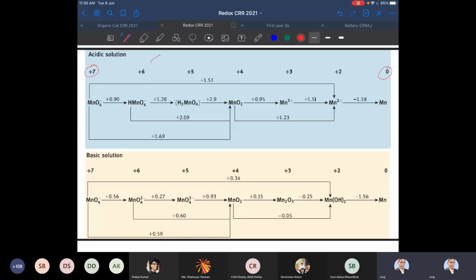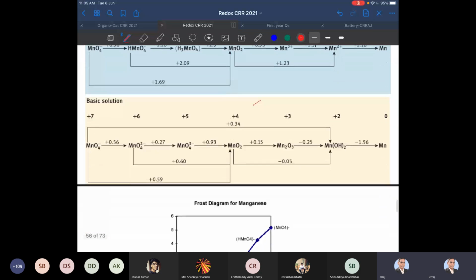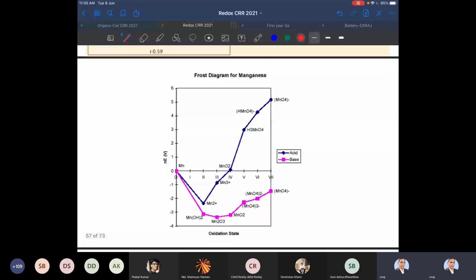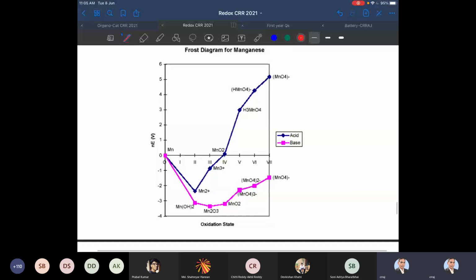So there is acidic solution and basic solution, right? I'm not going to read all this data. What we need to understand here is that the potentials are given from this. The purpose of showing these two diagrams is to make the Frost diagram. Because it's online, you will not be asked to make the Frost diagram from the Latimer diagram, because online drawing is difficult. So you will be asked indirect questions related to the chemistry of a particular species.